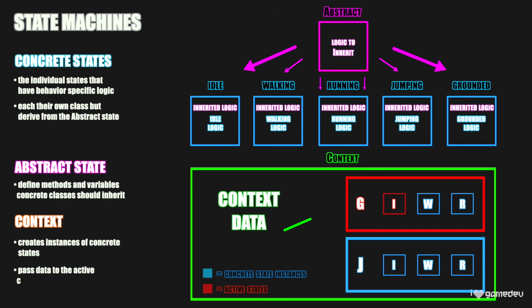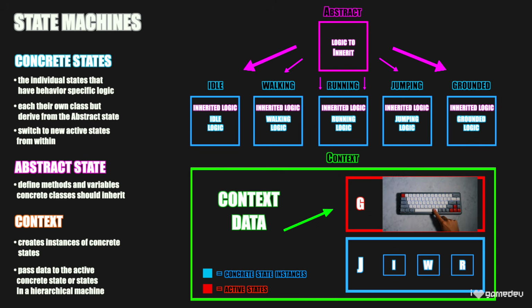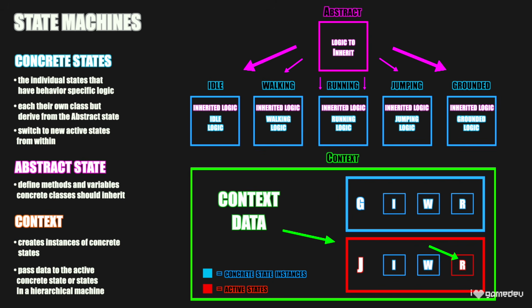Context will pass data to the currently active concrete state, and in the case of hierarchical state machines, active states. The states then use this data to react with their specific logic. Data that is passed to the concrete states from the context will also determine when one concrete state should switch to another. Like if the jump button is pressed from the grounded state, it should switch to the jump state, and Jammo should jump. And that's about it for the concepts of a state machine. Now, let's begin the implementation.